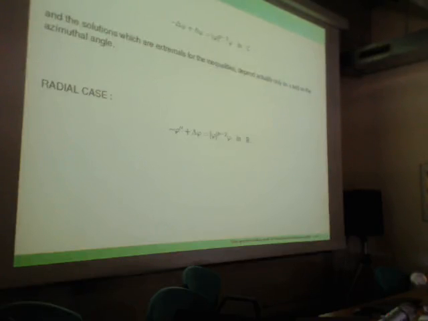Yeah. Sorry, what does the second line mean? That the solutions which are extremals for the inequalities depend actually only on the azimuthal angle. So they don't. Yeah, sorry.